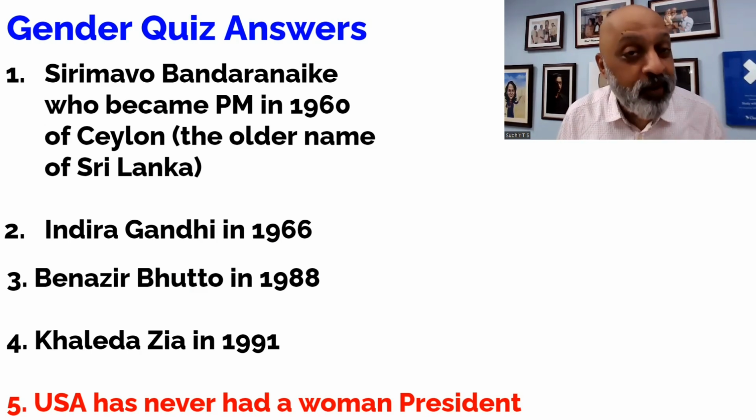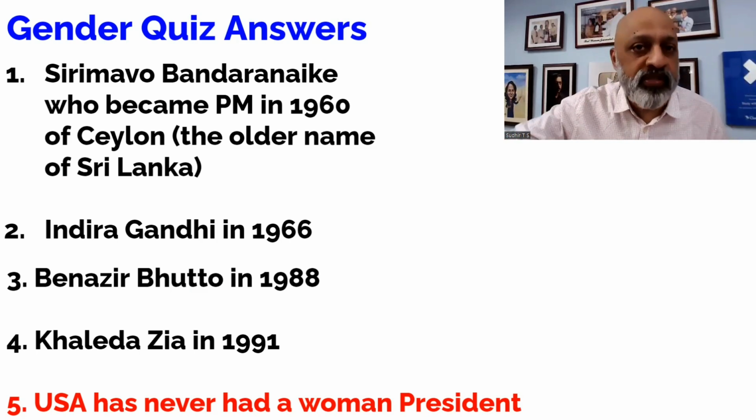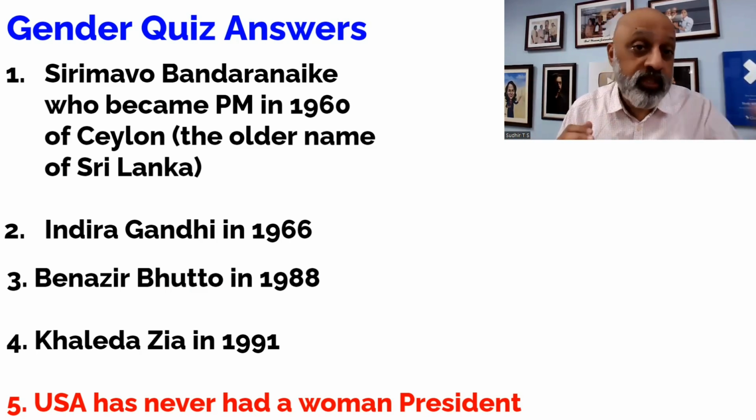Incidentally, the fifth one was a googly, because the most advanced country in the world, the biggest democracy along with India, USA, has never had a woman president, a full-fledged woman president. Kamala Harris acted as acting president when Joe Biden had to go for some medical treatment, but as a full-fledged president, America has never had a woman president. Hillary Clinton lost to Donald Trump. Otherwise, Hillary Clinton would have been the first one. That did not happen. So these are the answers.